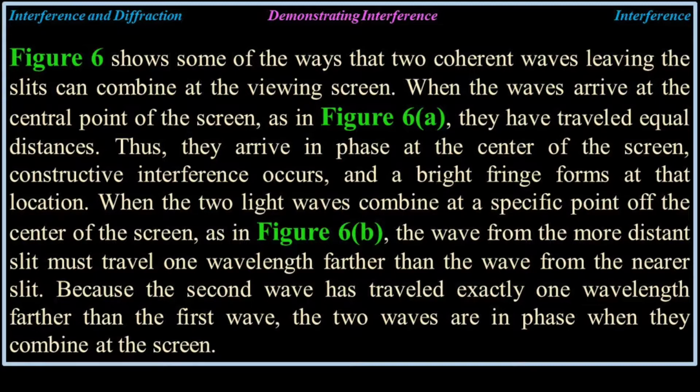Thus, they arrive in phase and at the center of the screen. Constructive interference occurs and a bright fringe forms at the location. When the two light waves combine at a specific point off-center of the screen, as in Figure 6b, the waves from the more distant slit must travel one wavelength farther than the waves from the nearer slit, because the second wave has traveled exactly one wavelength farther than the first wave. The two waves are in phase when they combine at the screen.